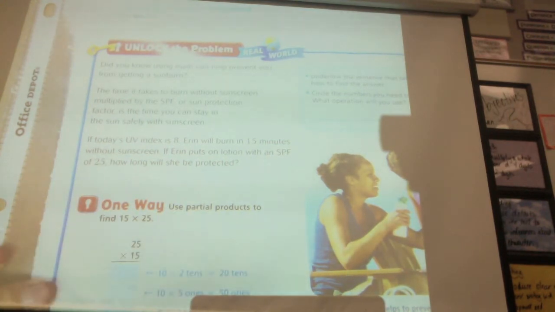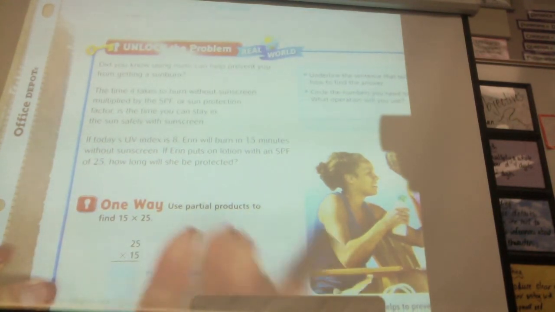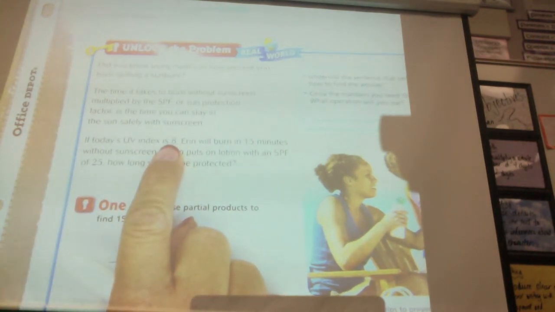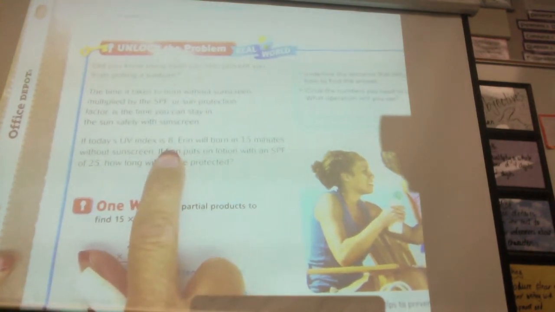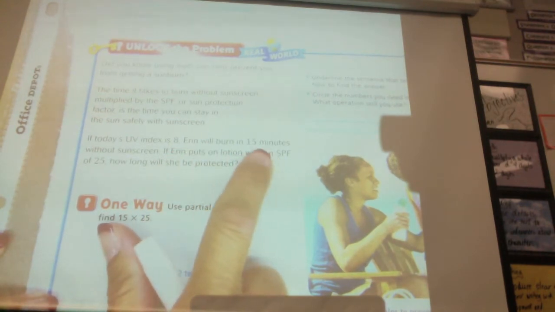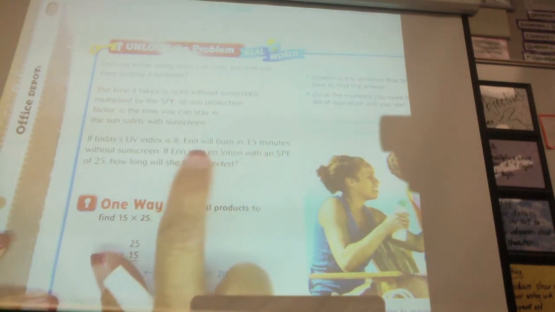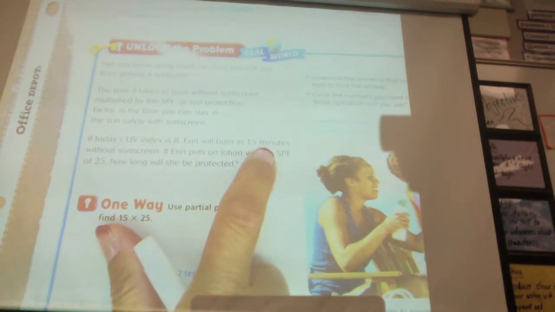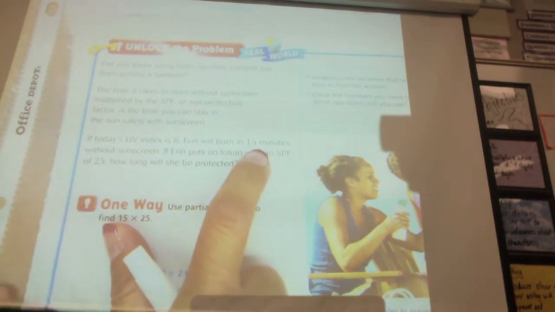So if the UV index is, let's say, 8, whatever SPF you put on, you multiply that by that number, and then it'll tell you how many minutes you can stay in the sun safely. Okay? So if today's index is 8, it means that she will burn in 15 minutes. So the index is 8, it tells you that that's 15 minutes for her to burn.